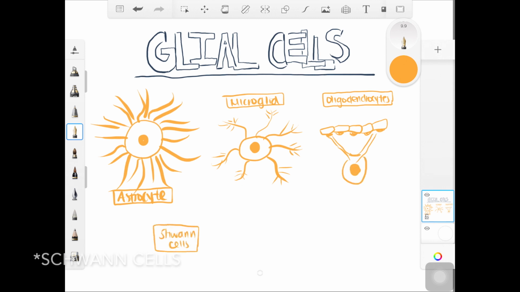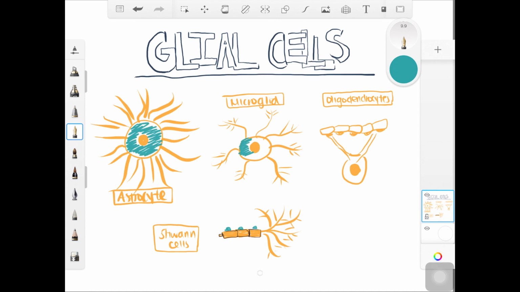Schwann cells are in the peripheral nervous system and insulate axons. Oligodendrocytes are in the central nervous system and insulate axons as well. Microglia cells are in the central nervous system and remove waste.